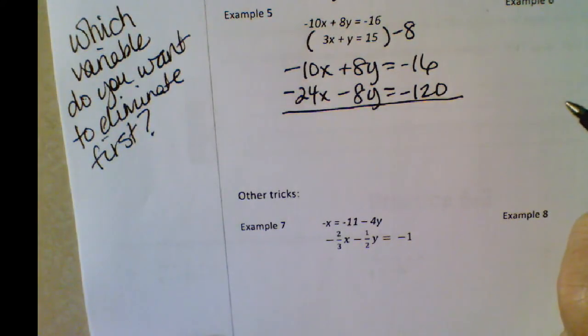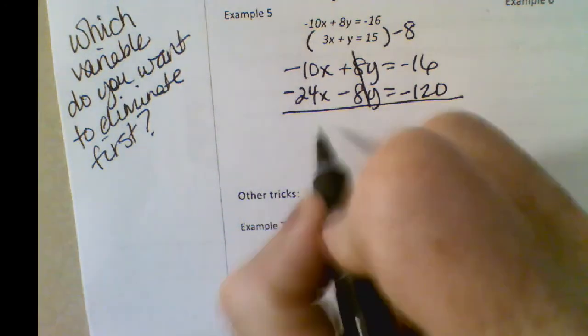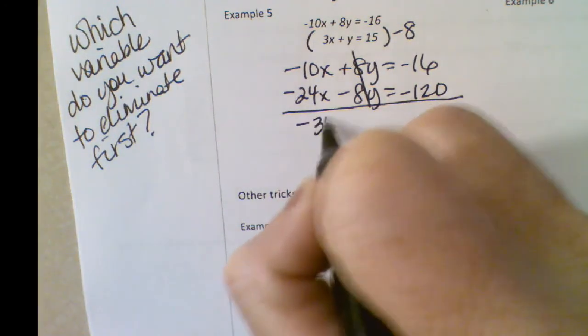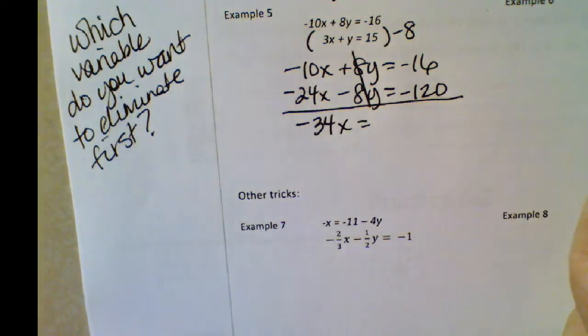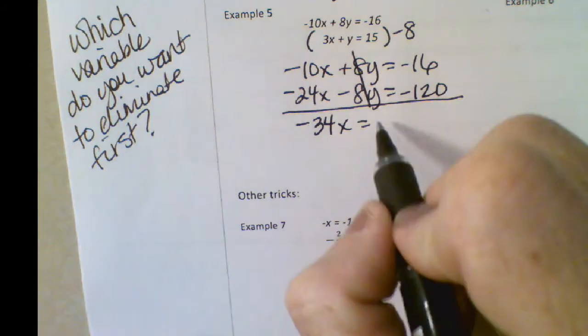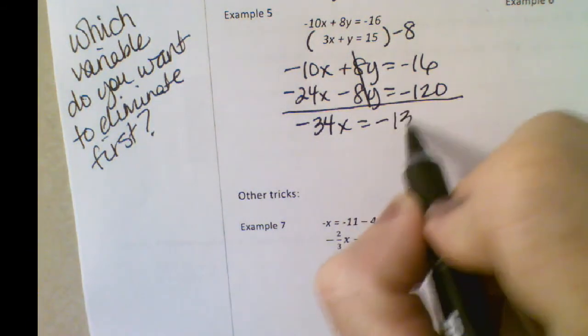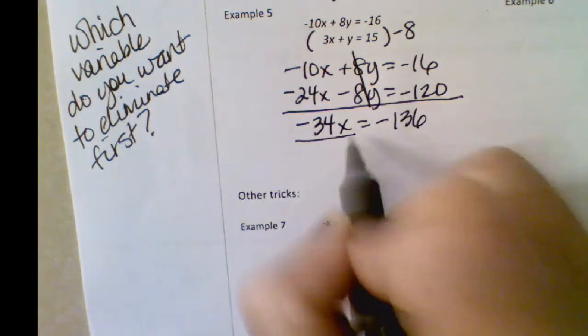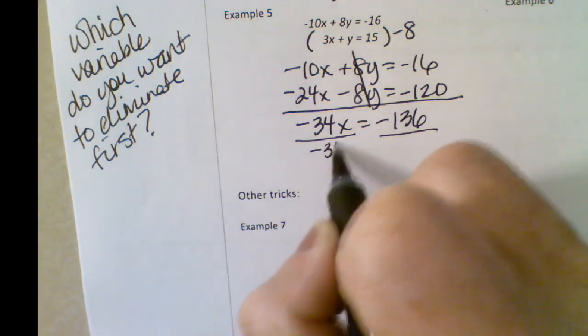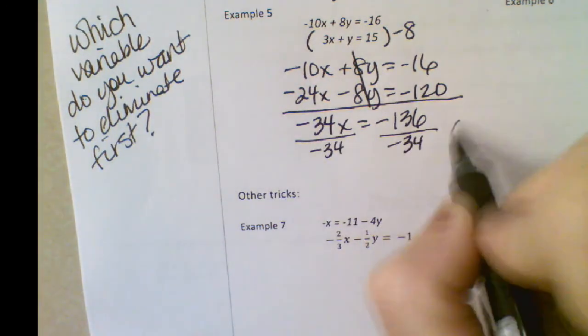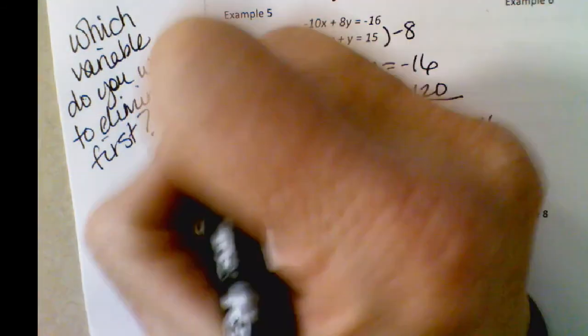Now when I add my two equations together, or when I combine my two equations, do my y terms eliminate? Oh, happy day. What's negative 10 minus 24? Negative 34x. And what's negative 120 plus negative 16? Good. And then we're going to divide by negative 34. And so our x would equal 4. Put your little coordinate up.